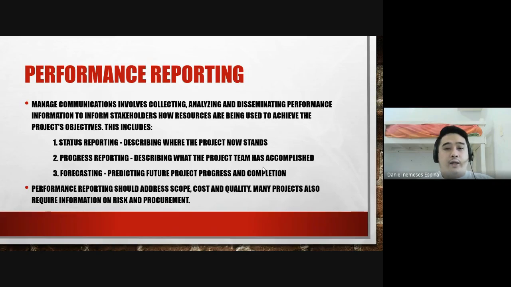Performance reporting should address the scope, the cost, and the quality. So as to cost, within the budget pa ba gyapon ta, or hapit na mahurot atong resources? Is the quality being addressed? Okay, or the scope? Okay, so this should be included in your performance reporting. So many projects also require information on risk and procurement. So that is why there's a need for project risk management and procurement management.